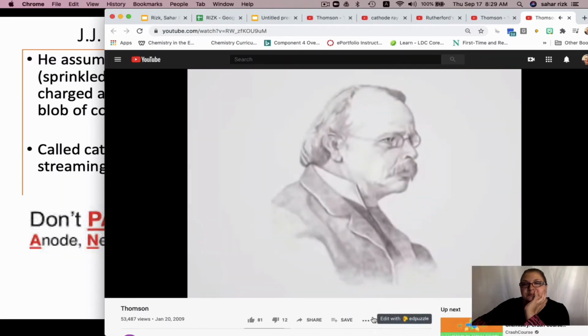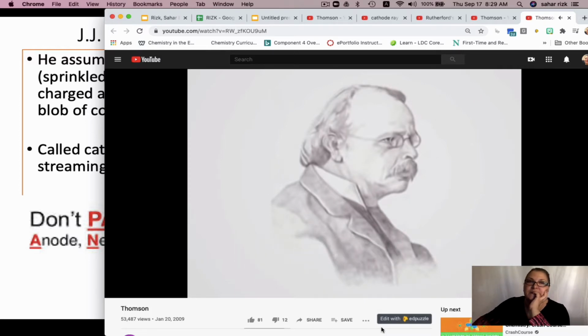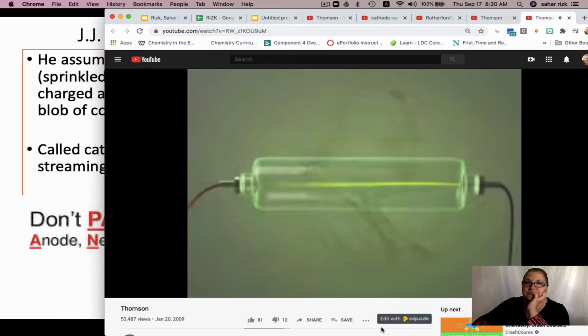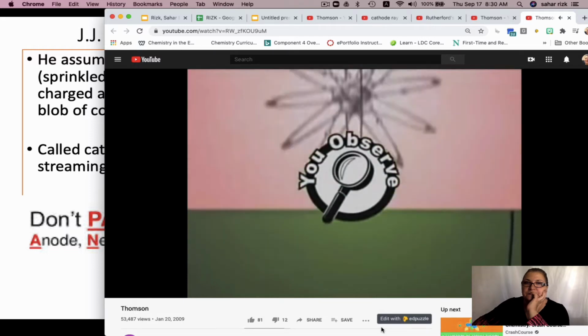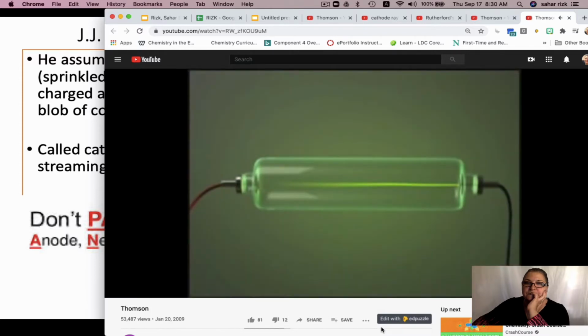Late in the 19th century, in 1897, another scientist by the name of J.J. Thomson hypothesized that atoms are made up of even smaller particles. Thomson conducted experiments in which an electric current was passed through tubes pumped almost empty of air. You observe. What do you see when the electric current passes through the tube?